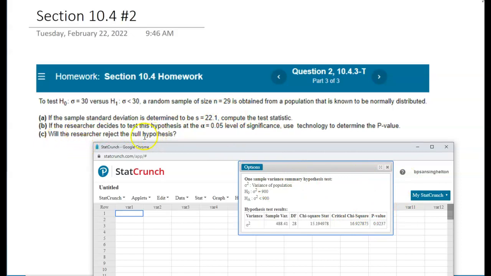And will we reject the null hypothesis? So we're trying to figure out how the p-value compares to the level of significance. And since it is less than our level of significance, we reject the null hypothesis and accept the alternative hypothesis, so that our population standard deviation is less than 30. Okay, I hope this helps.